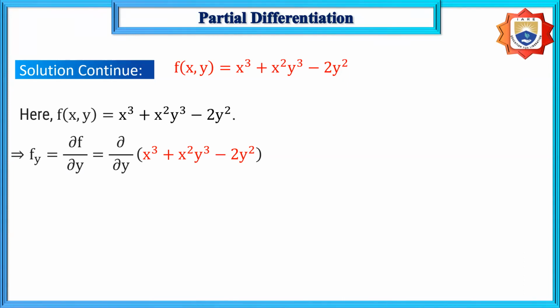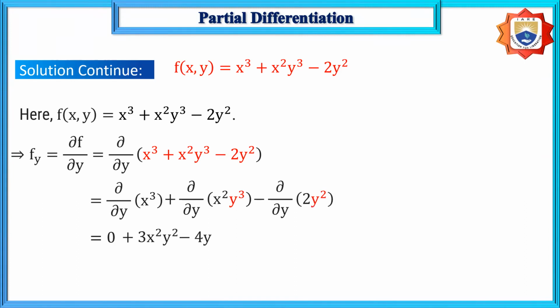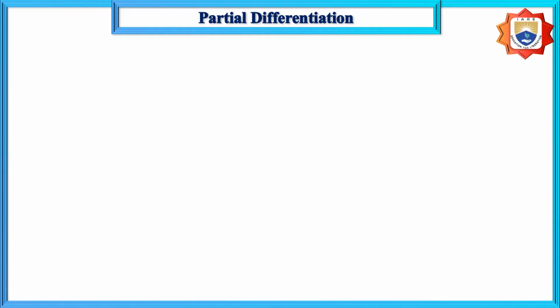3x square y square minus 4y. That's good. The first term is 0 because there is no y term. The second term is 3x square y square. And the third term is minus 4y. Therefore, dou by dou y, or fy, is equal to 3x square y square minus 4y. It is a clear solution.